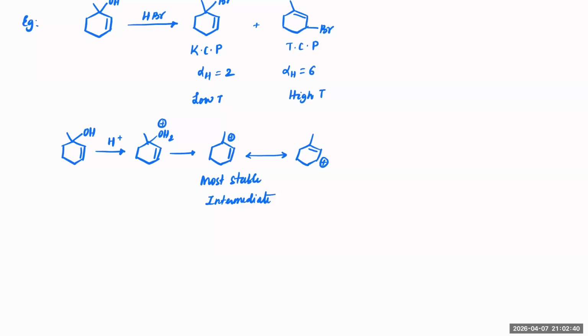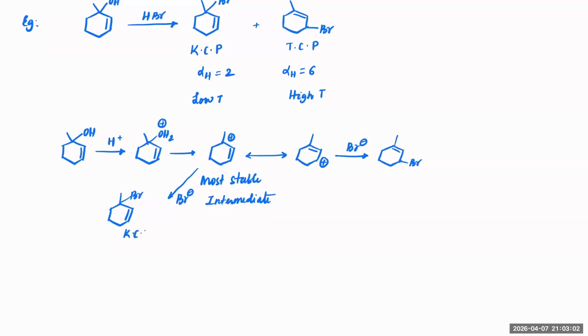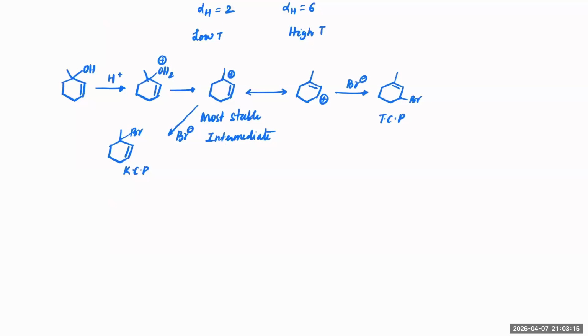If at all you are reacting Br minus, then you will get double bond and bromine here. While if you put Br minus here, you can get Br here. So see, if you're directly getting a product from a more stable intermediate, then you call that a KCP. Rather, if you're trying to get through an intermediate which is forming a more stable alkene, then you call it a TCP. So this is a TCP kind, this is a KCP kind.